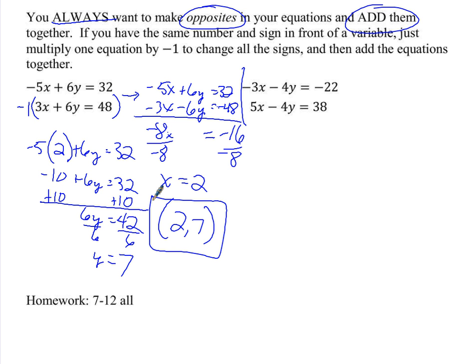No other ordered pair works. So you have to check, and you need to check both equations, because one will work. The other one might not if you made a mistake. All right, again, let's try that second one on our own here, and then we'll come back in a little bit and talk about it. Give it a shot. You want to make opposites.